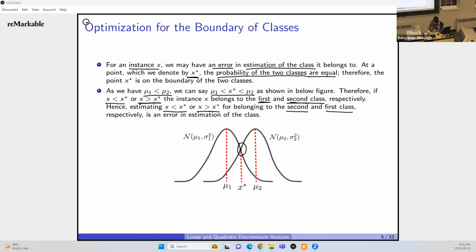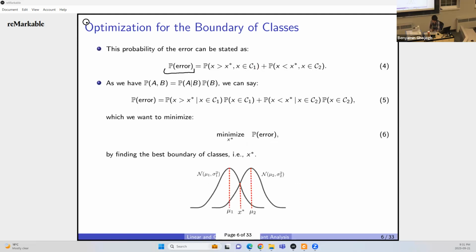So let's minimize that error. The probability of error is the probability that X is greater than X star but I say X belongs to C1, or X is less than X star but I say X belongs to C2. And I need to sum these two probabilities.